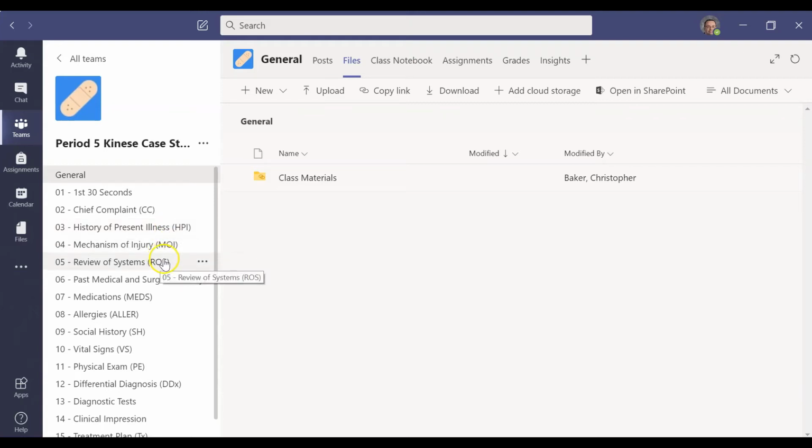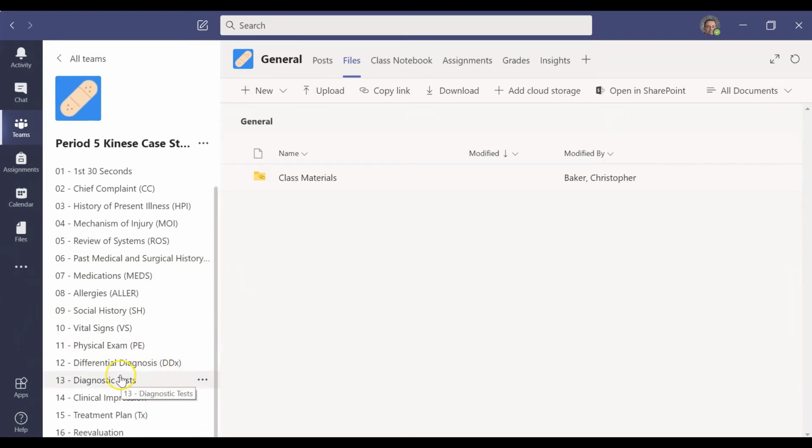Review of systems is questions about all the different body systems. Then there's past medical history, and on and on and on. And then we finally get down here to the diagnostic tests, clinical impression, treatment plan, and how are we going to reevaluate our patient. And this matches up perfectly with the H&P forms that we are using.